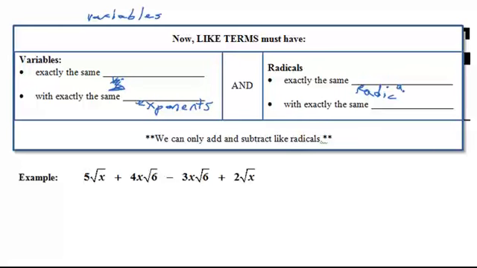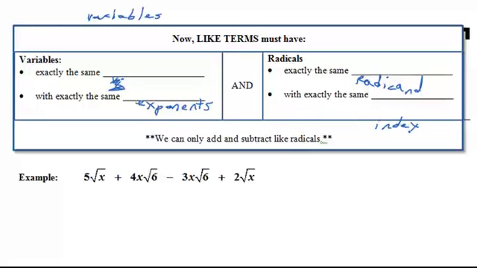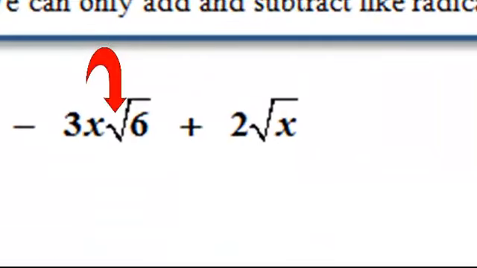Okay? With exactly the same index, okay? That little number, where it's a square root, and I said when we get to cube roots, there's going to be a number in there. So right now, let's look at it on the board.